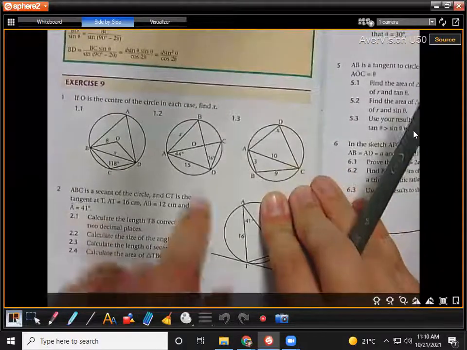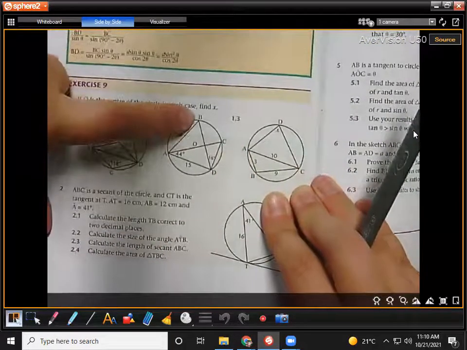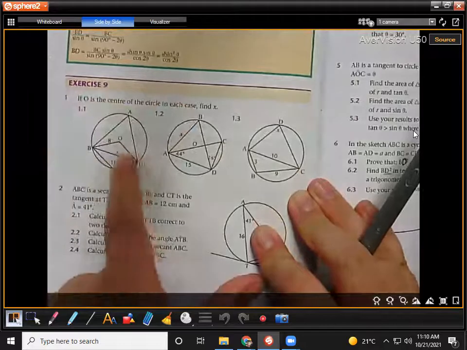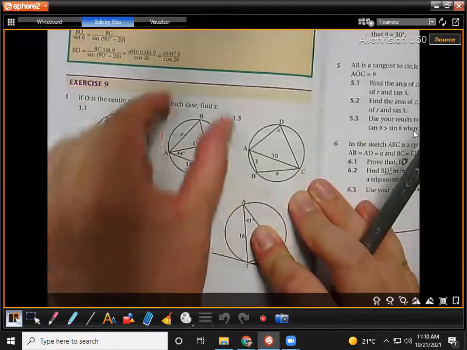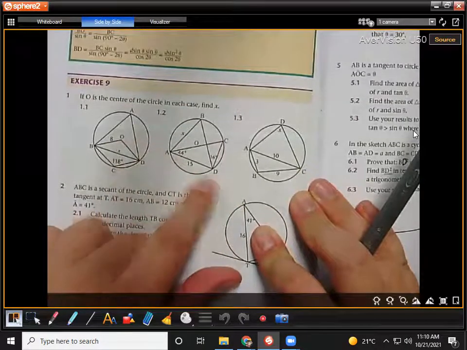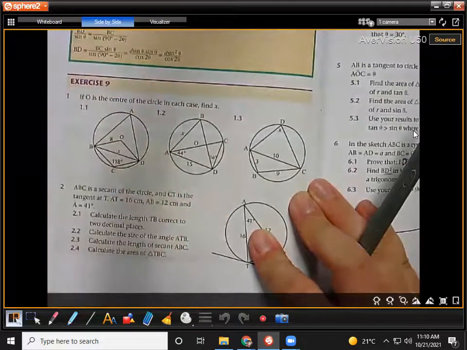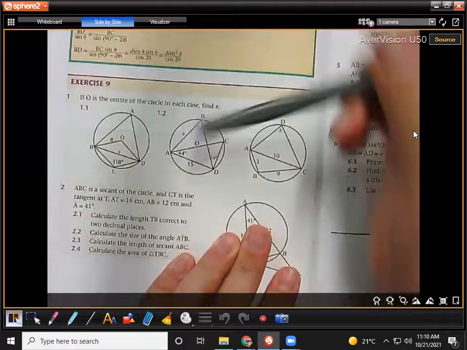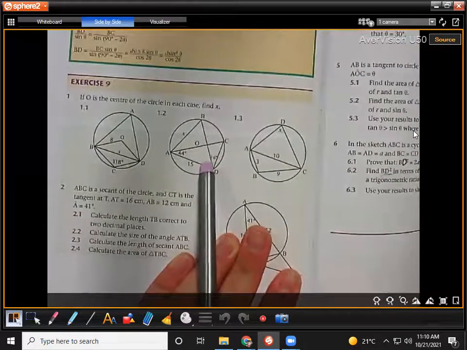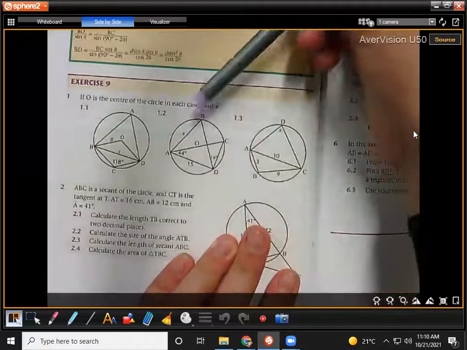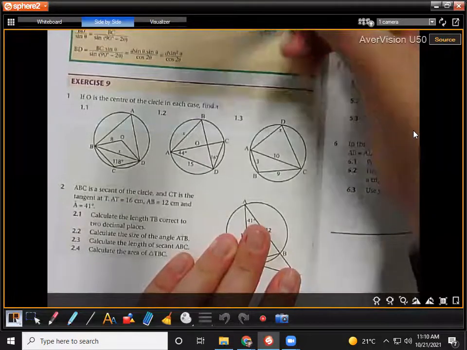So then if this angle at C is 46, then the angle at B is going to be 46 because of angles in same segment. They are both subtended by the same chord. And then I have everything that I need to use sine rule. Okay, so I'm going to say x over sine of 74 is equal to 15 over sine of 46. And then I can find x.